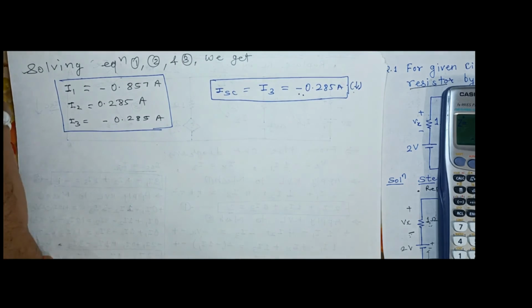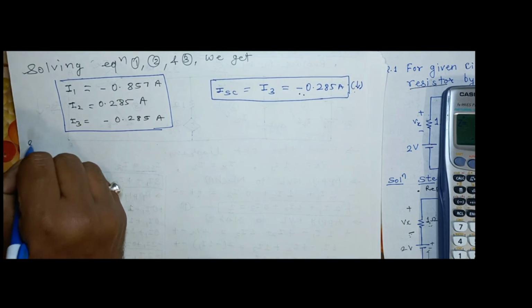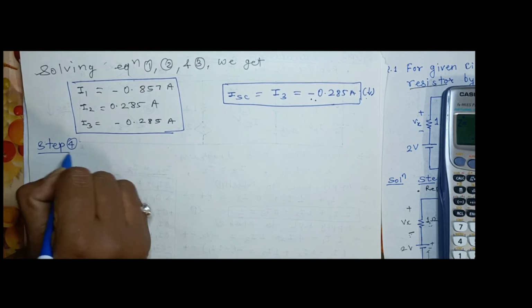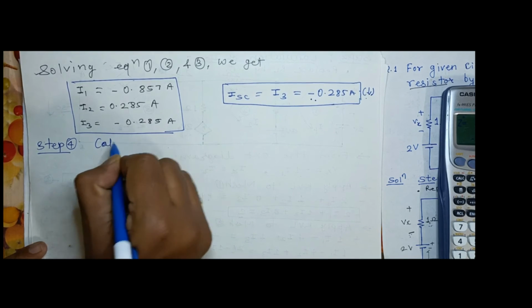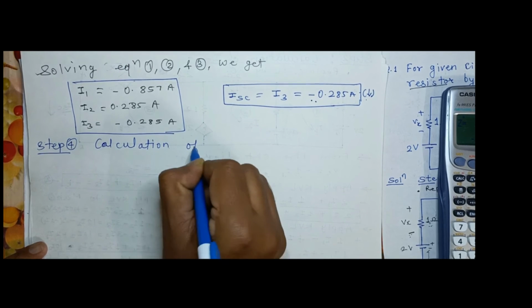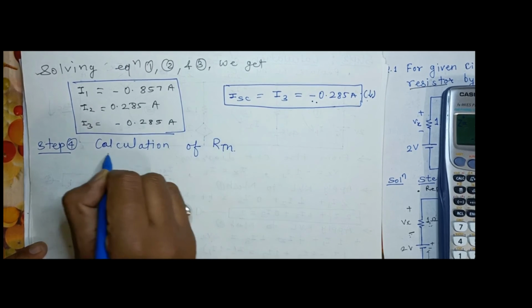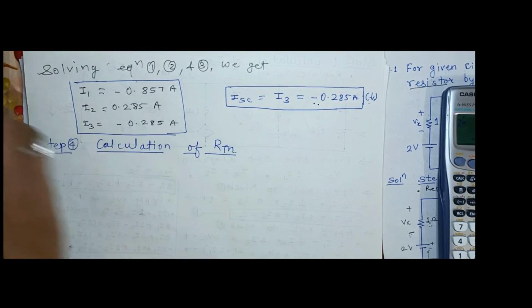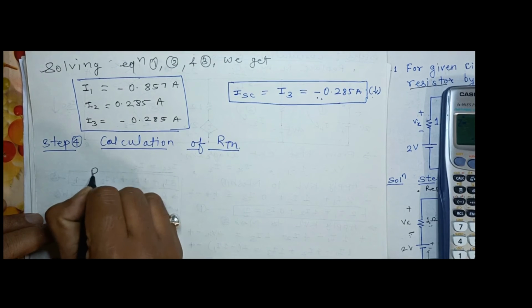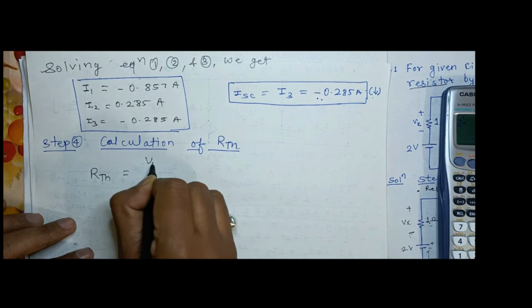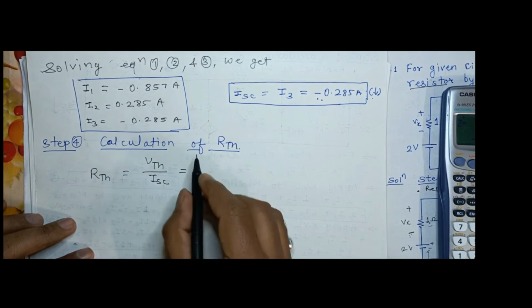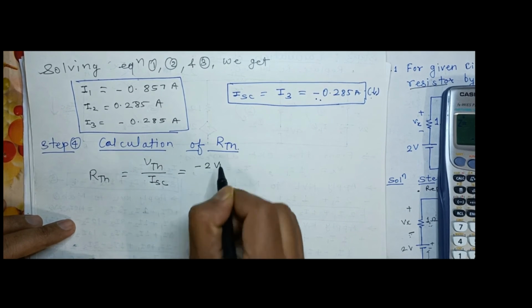Sorry. So next, step number 4: calculation of RTH. To calculate RTH, we have to use Ohm's law. According to Ohm's law, RTH equals VTH upon IAC. And we know VTH, we have already calculated, this is the value of 2.